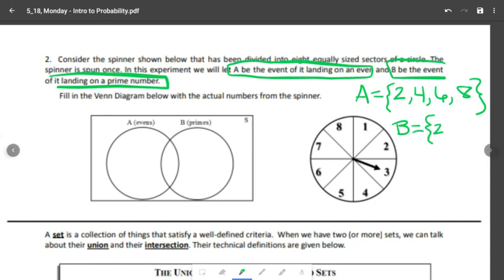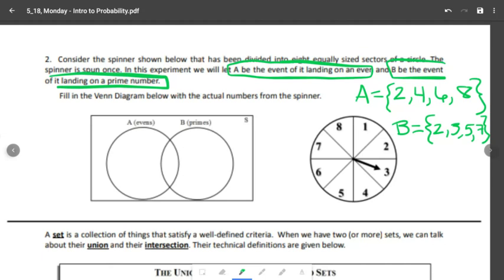So the number 2, that is prime because it's divisible by 1 and 2. 2 different numbers go into it, and those are the only 2. The number 3 is prime. It's only divisible by 1 and 3. 4 is not. It is divisible by 1 and 4, but it is also divisible by 2. So because it's divisible by something else other than 1 and itself, it is not prime. 5 is prime. 6 is not. 7 is prime. And 8 is not. So these are the possible outcomes for event B.